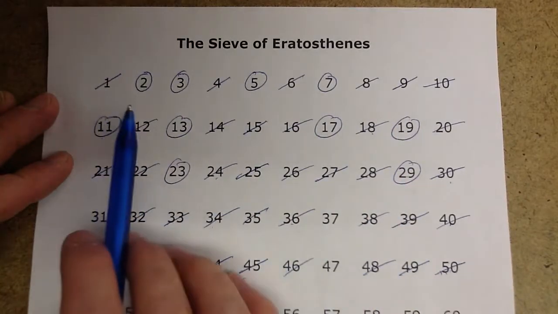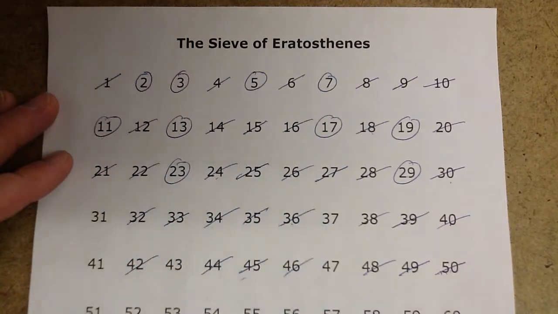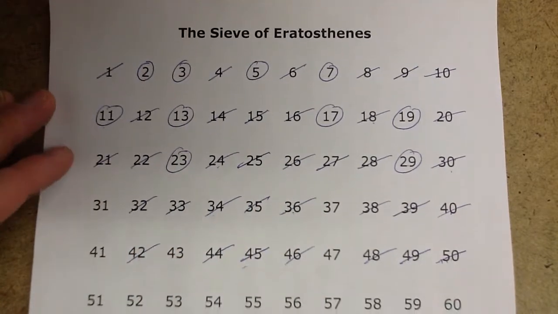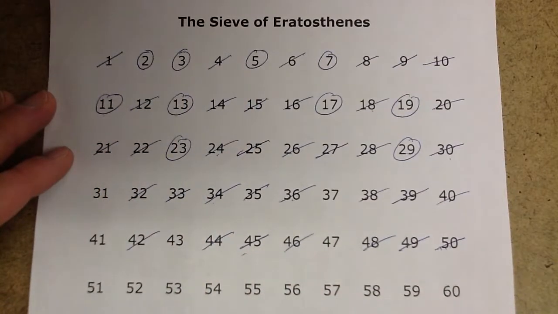So anything that has not been crossed out, you circle and cross out any multiples of that number. Now when you're done, you should end up having circled all the prime numbers between 1 and 100.